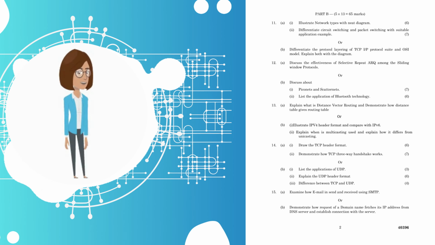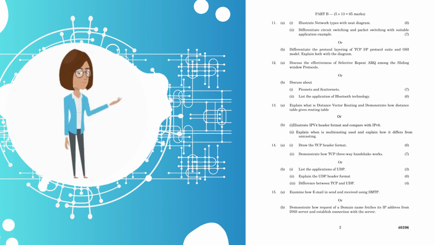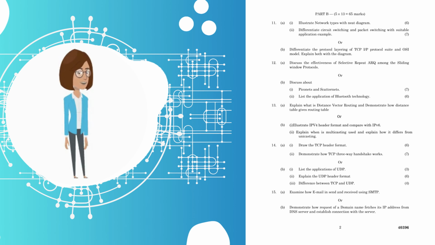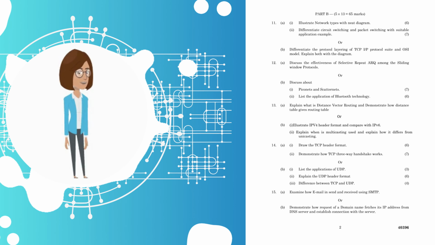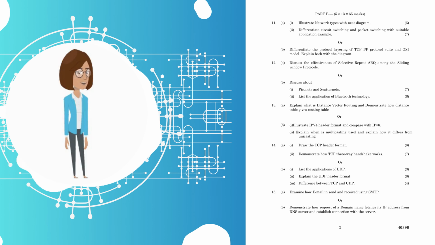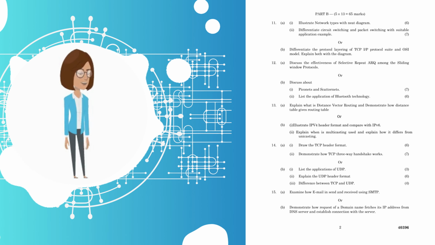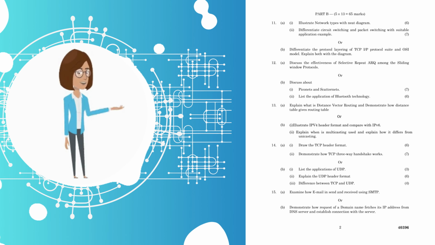14a. Draw the TCP header format. 2. Demonstrate how TCP 3-way handshake works. Or B. 1. List the applications of UDP. 2. Explain the UDP header format. 3. Difference between TCP and UDP. 15a. Examine how email is sent and received using SMTP. Or B. Demonstrate how request of a domain name fetches its IP address from DNS server and establish connection with the server.